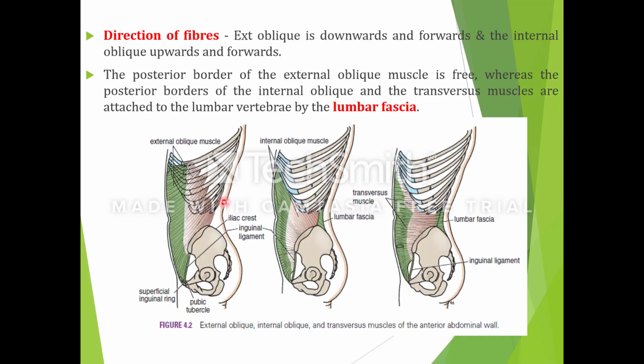Now the direction of the fibers. As we know, the external oblique muscles are going downwards and forwards. The internal oblique muscles are going upwards and forwards. And the transversus abdominis muscle is in the transverse direction. The posterior border of the external oblique muscle is free, whereas the internal oblique muscle and the transversus abdominis muscle are attached to the lumbar vertebra by the lumbar fascia. This is the lumbar fascia. This is also the lumbar fascia. Here there is no attachment with the lumbar fascia.